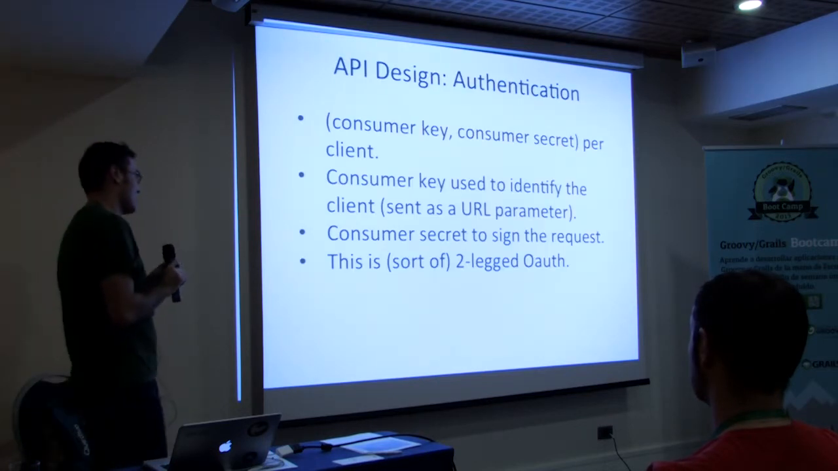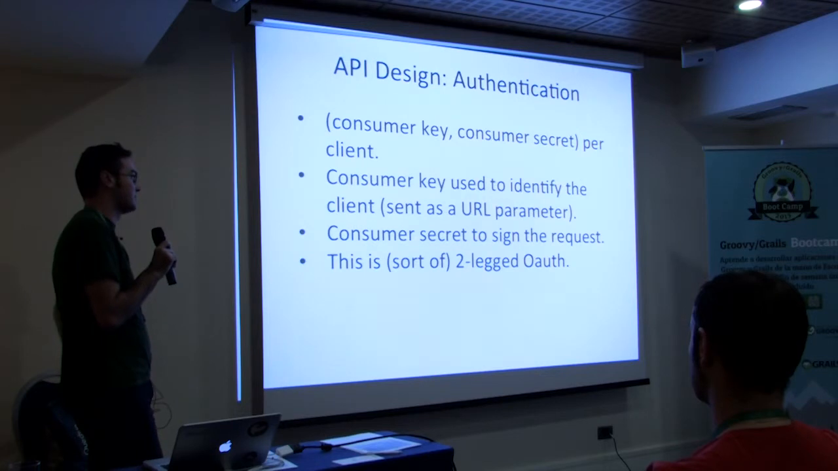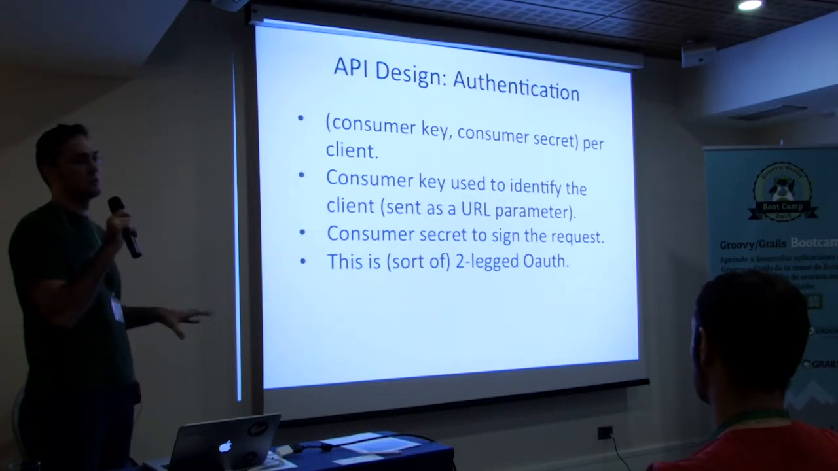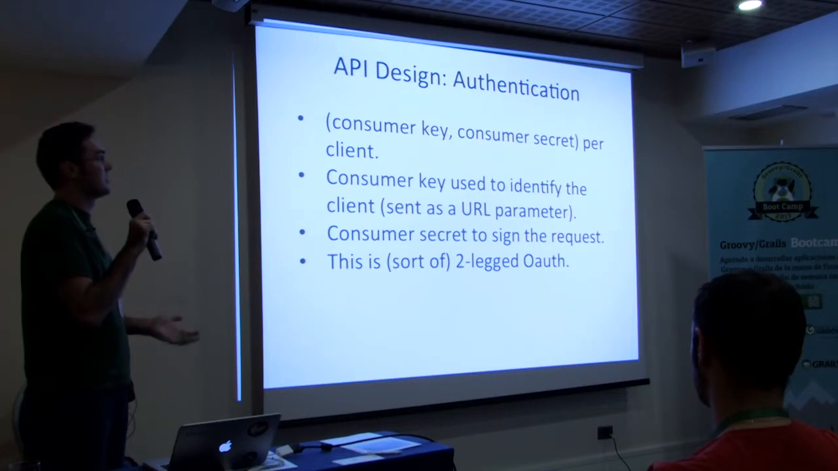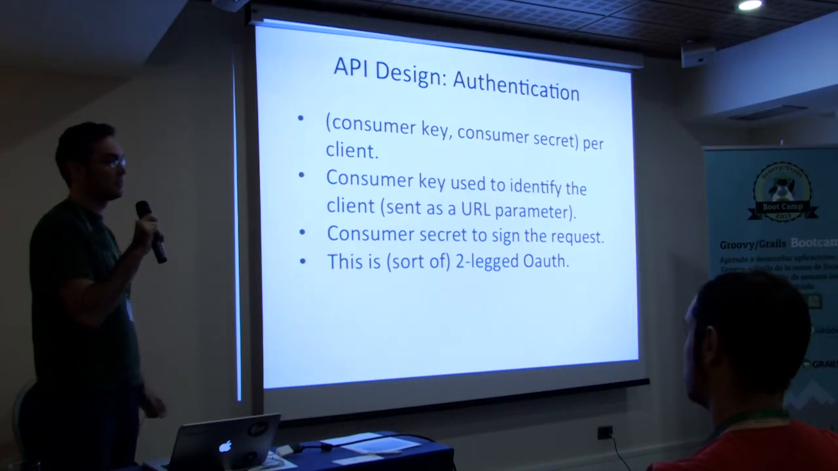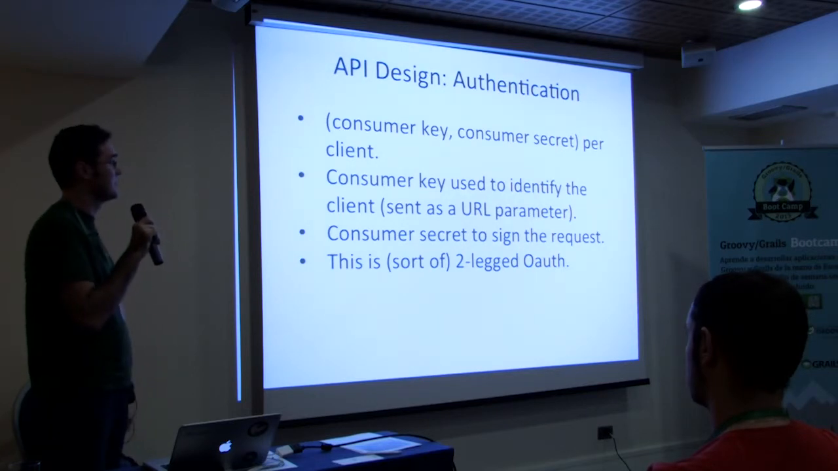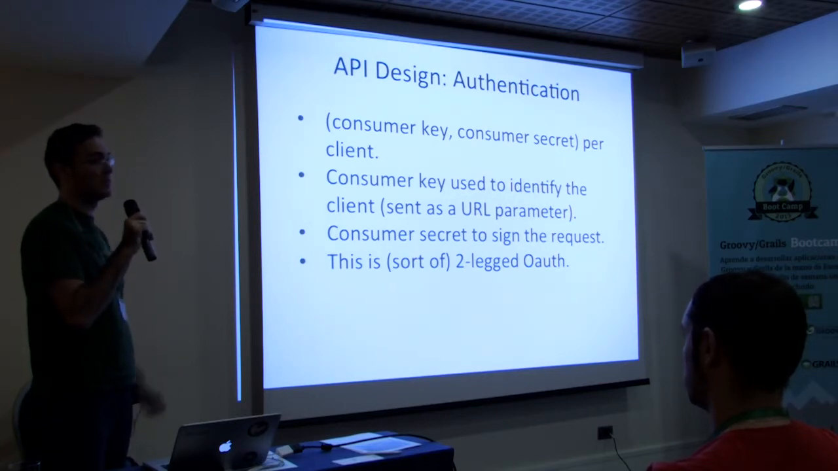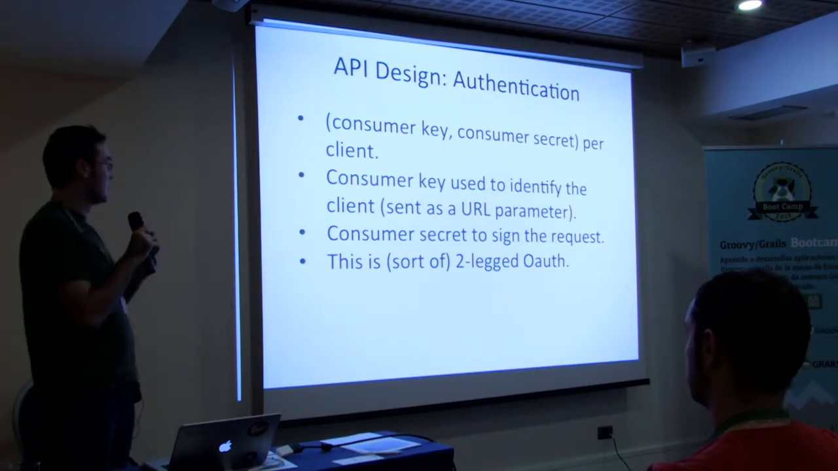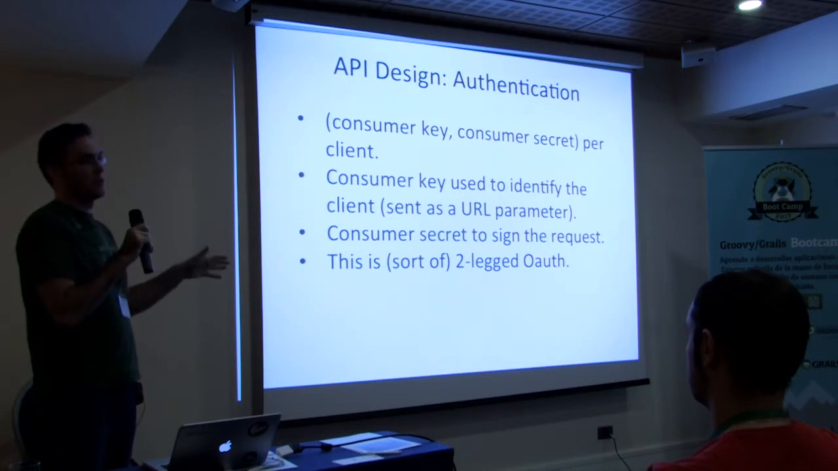Authentication: we have a risky area. I mean, some people get upset if you submit a fake score, so we have to protect against that. And we decided to go with a pair of consumer key and consumer secret for every client. We use the consumer key to identify the client, and we use the consumer secret to sign the request, the same as Alberto was doing. This is sort of two-leg OAuth.